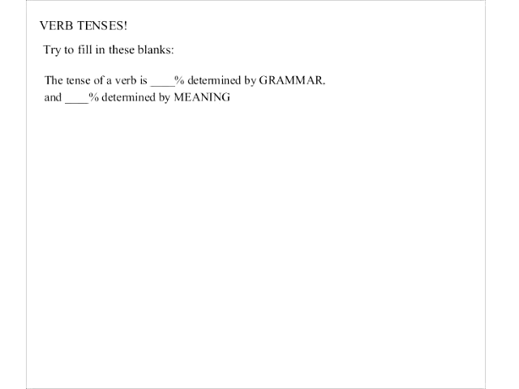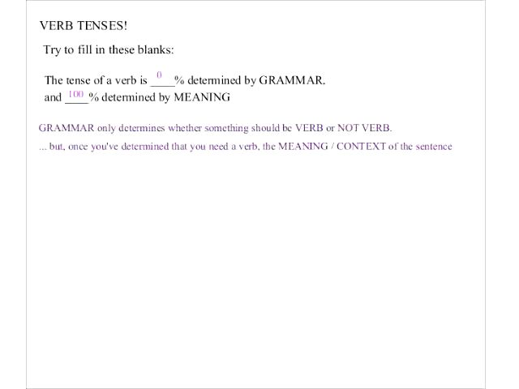The correct answers are 0 and 100. Not a joke. In other words, verb tense has nothing to do with grammatical considerations. Grammar only determines whether something should be verb or not verb. But once you've determined that you need a verb, the meaning or context of the sentence is the sole determinant of what tense the verb should be in.